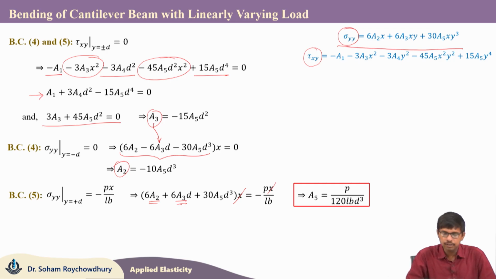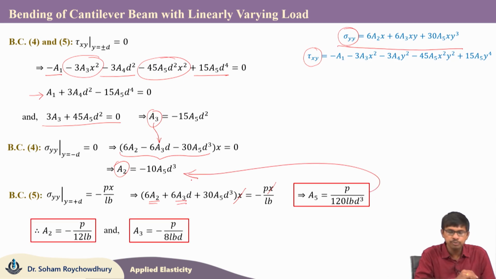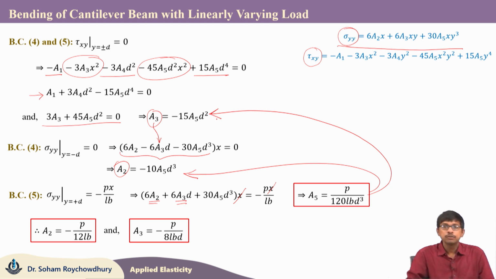So, we got one of the constants. Now, substituting this a5 back here, we get a2 to be minus p by 12 bl, and substituting this a5 back here, we get a3 to be minus p by 8 lbd. So, we have obtained 3 constants: a2, a3 and a5.